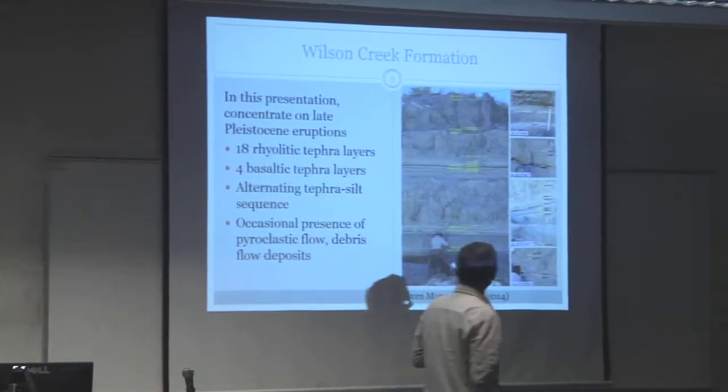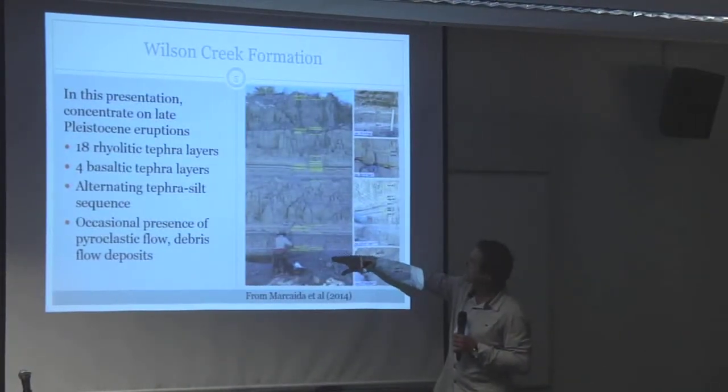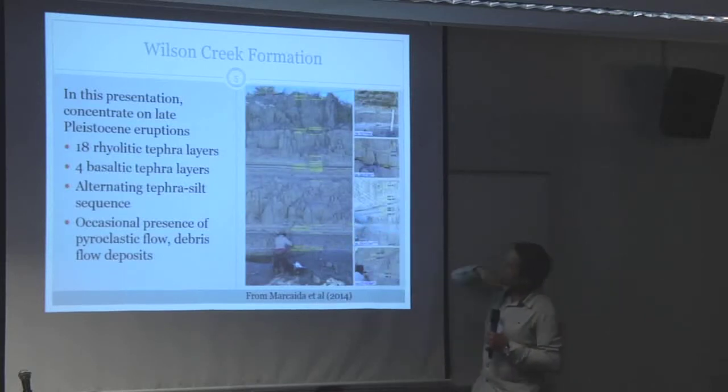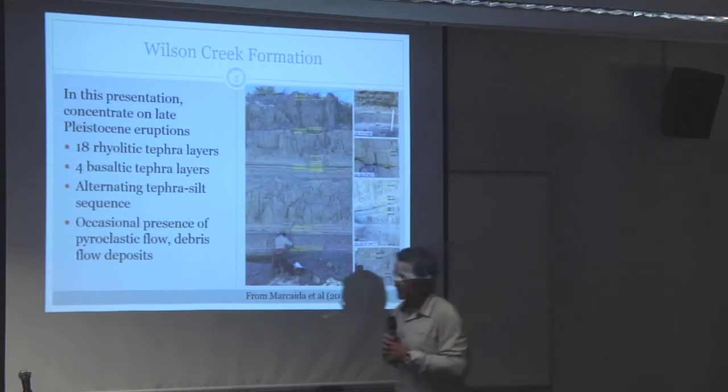And here's another picture of these layers. In the lowest layers down, there's about 18 rhyolitic tephra layers and four basaltic tephra layers in this alternating tephra and silt sequence. Most of them are fall deposits. There's occasionally the presence of something that's got to be something else, and I'll talk about that a little bit in this discussion.